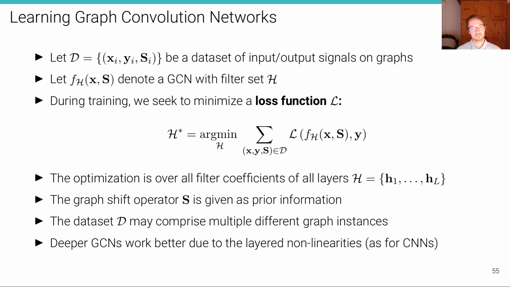And empirically, and this is similar to MLPs, deeper GCNs work better due to this layered stacking of convolution and nonlinearities. And this is exactly the same as in CNNs, for instance, where you have also convolutions and nonlinearity stacked together.